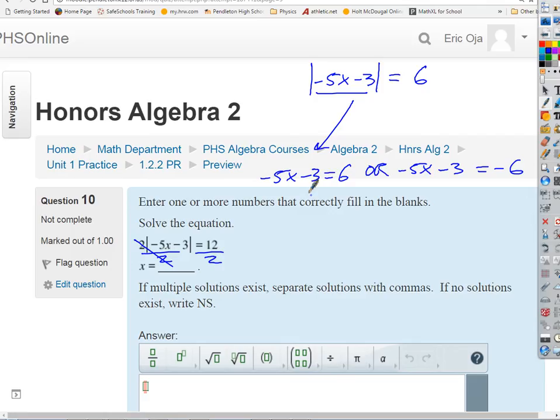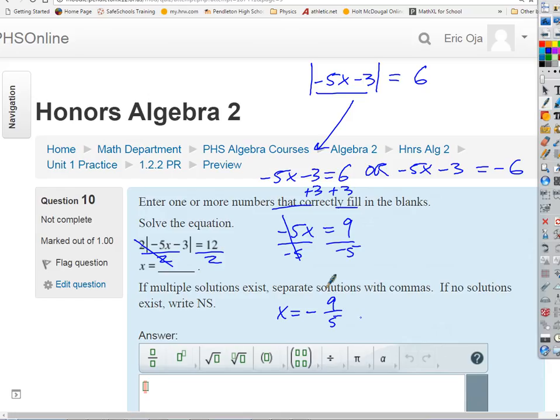Just solve them both. Add 3. Negative 5x equals 6 plus 3 is 9. So if I divide each side through by negative 5, that doesn't reduce, but I don't want to leave the negative on the bottom. So I'll rewrite that as x equals negative 9/5. I could put the negative on top, but I don't want to leave it in the denominator. That's not good form. It's not simplified.